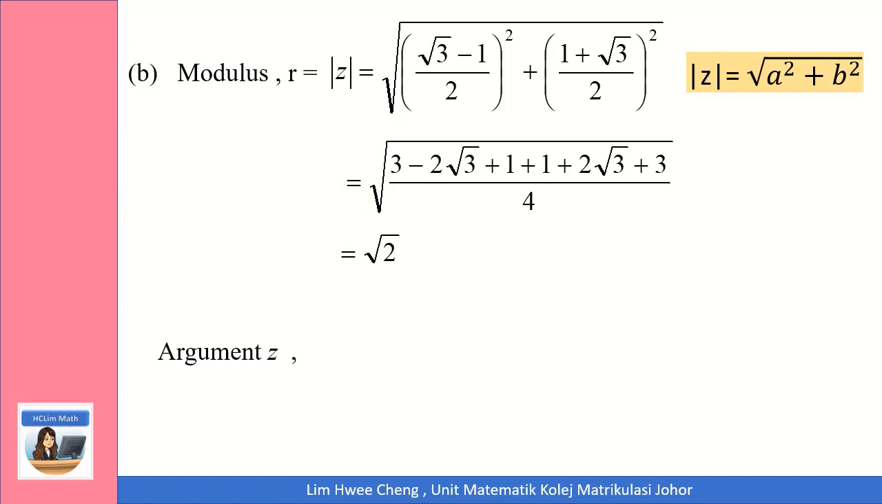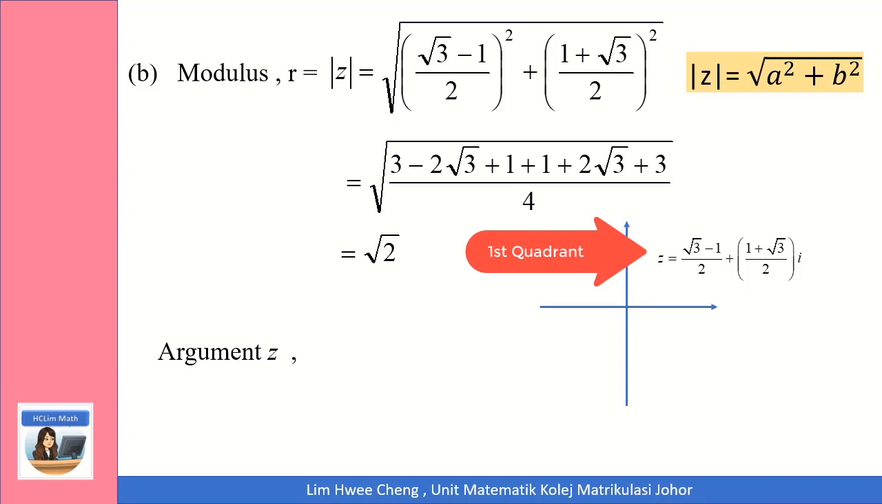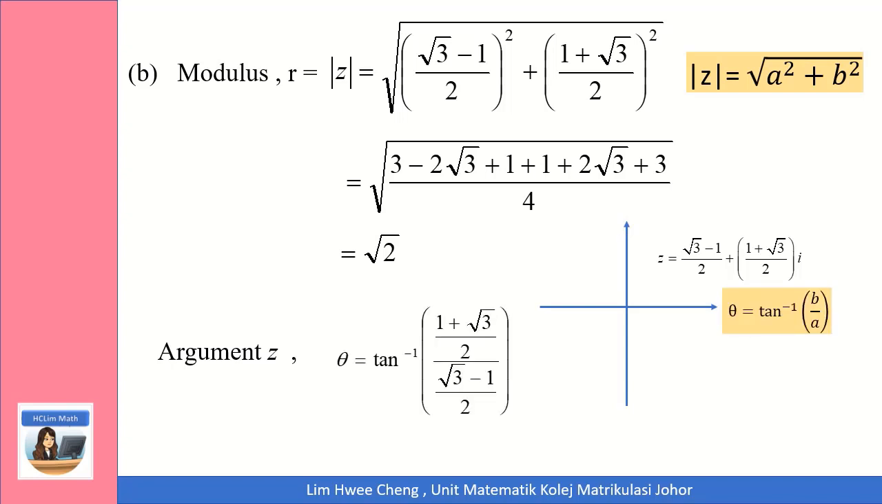Okay, so to evaluate the argument, first of all, we locate the complex number. We know that z is in the first quadrant, so the formula of the argument will be arctangent of b over a. By substituting b as root 3 plus 1 over 2 and a as root 3 minus 1 over 2, and using the calculator to evaluate, we will get the value of the argument as 5 pi over 12.